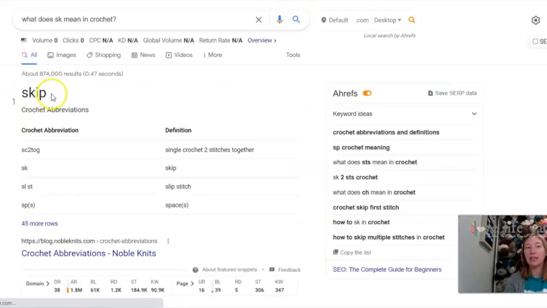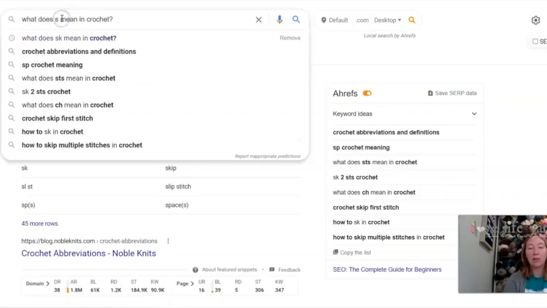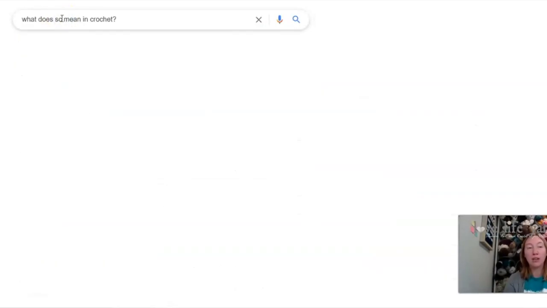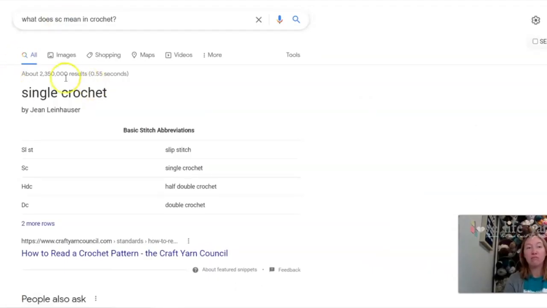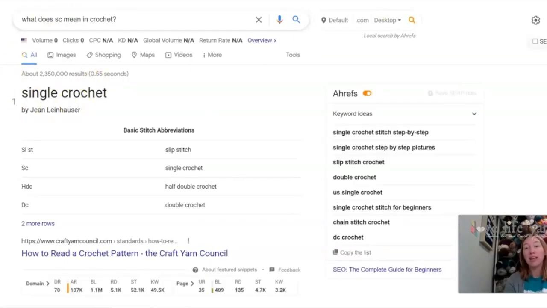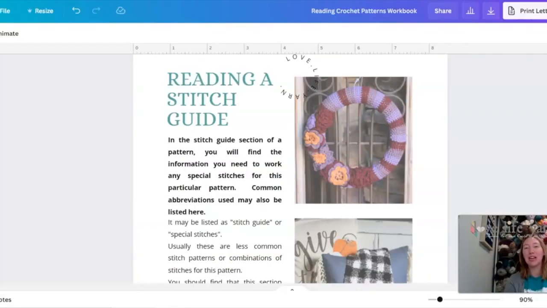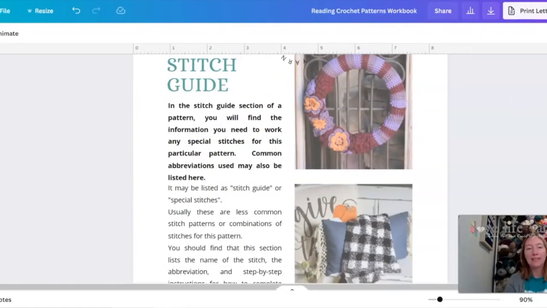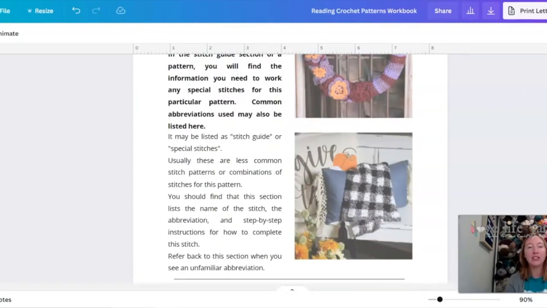So if you look up something like that, it's going to help you out. If you find something you totally don't know what it means, just look it up. Just Google it. I like Google, we can Google everything, which is great. The stitch guide or special stitches are usually less common stitch patterns, like a double crochet cluster or a fan stitch. It will tell you how to work it.